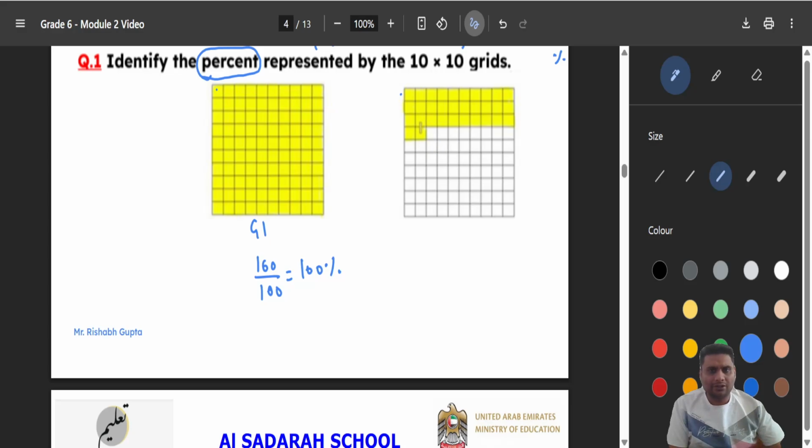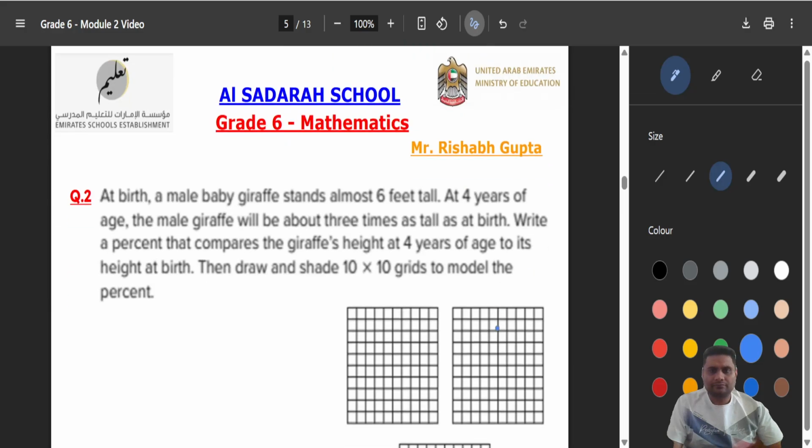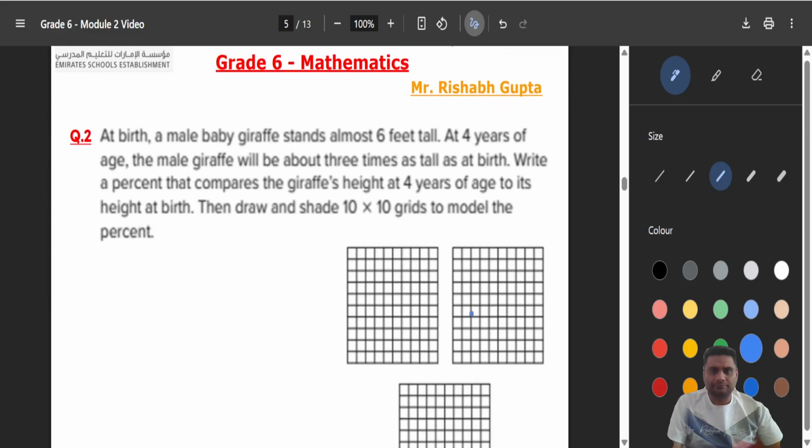And here check, 10, 20, here I have 30, then 31, 32. So here 32 out of 100 boxes are filled with yellow color. That is 32%. So total how much? 100% plus 32% equals 132%. So this grid represents 132%, which is greater than 100%, right? I hope you understood. Let us move to the next question.